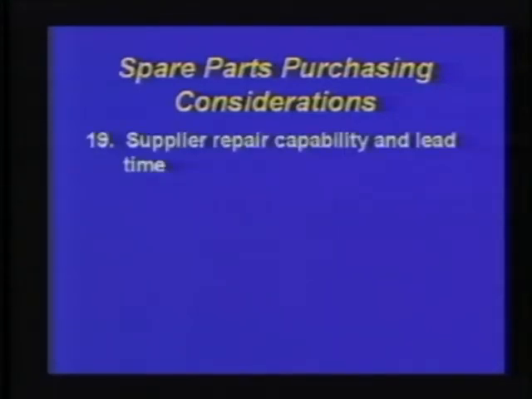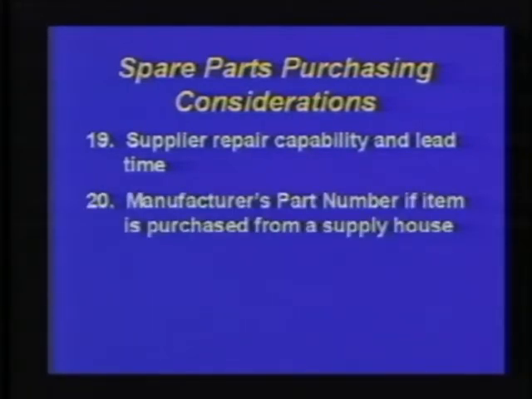And moving on to page number 6, item number 19, the supplier repair capability and the repair lead time. Also, we want to get the manufacturer's part number if the item is purchased by your supplier, and especially equipment OEMs that are purchasing items from a supply house or directly from the manufacturer itself. You need this for 2 reasons. Reduce your purchase order cost and reduce the lead time to obtain the part.